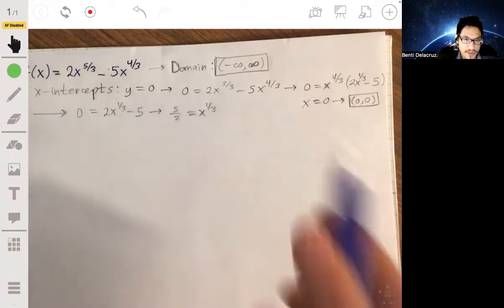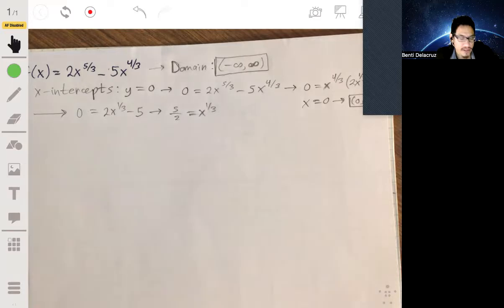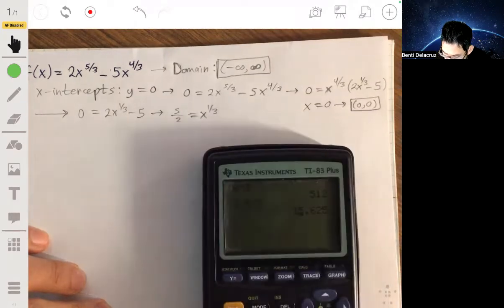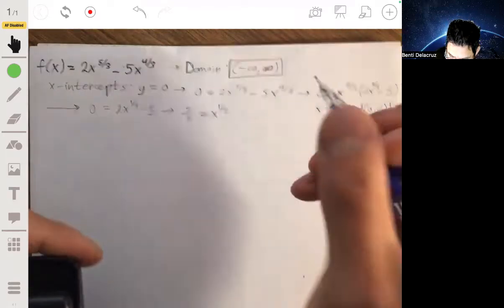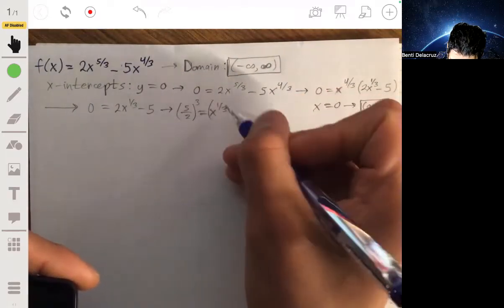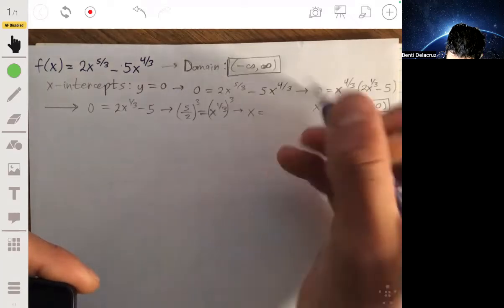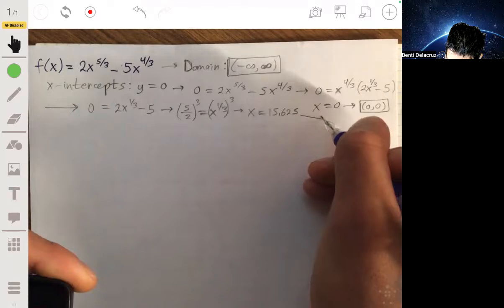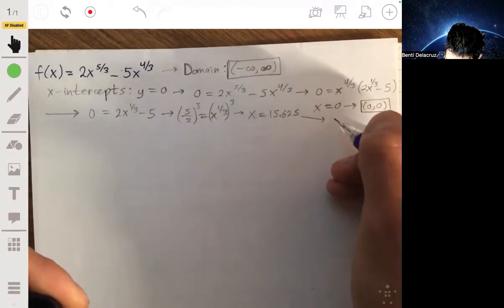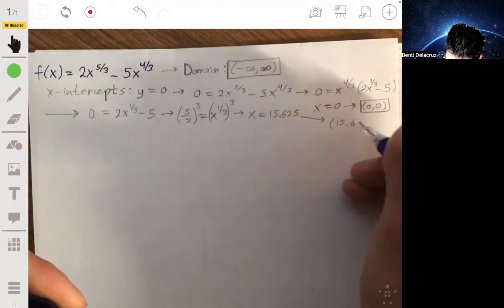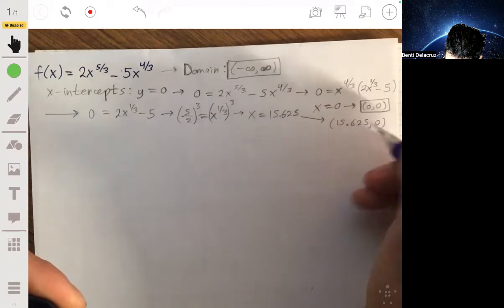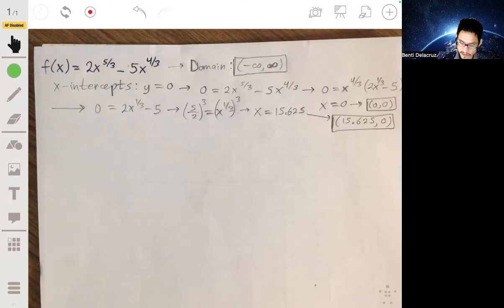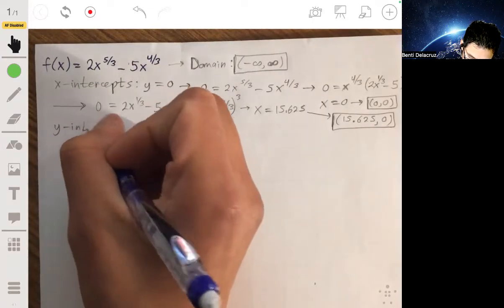Let's use a calculator for this. It's 15.625, if you want to be exact. Again, we raise both sides to the 3rd power, so x equals 15.625. And so your other intercept will be at (15.625, 0). All right, so that's the x-intercepts. The fun's just starting, so let's find the y-intercept.